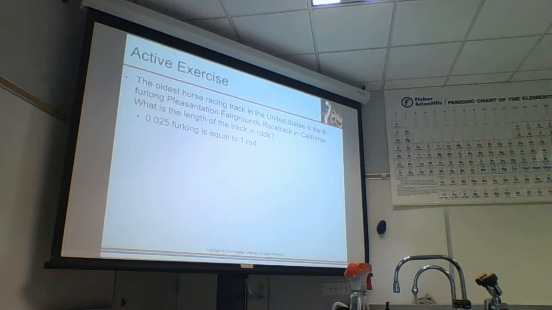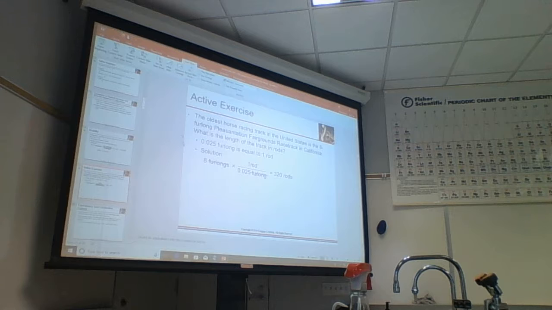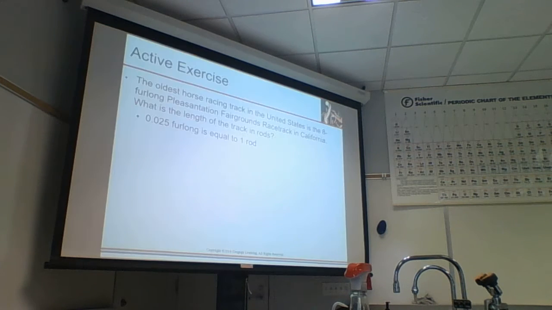So how many does that come out to? It's going to come out to a big number, right? We're taking one number and dividing it by a very small number, so it should come out to quite a big number. We just punch it in a calculator and come up with 320 rods.